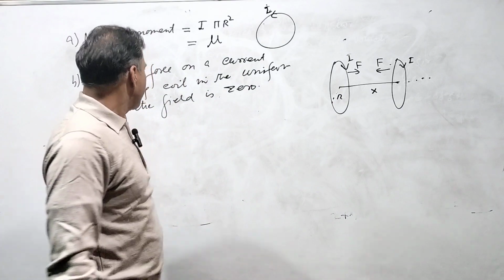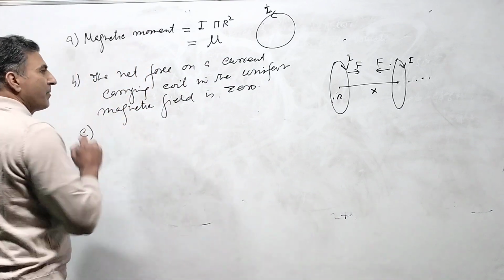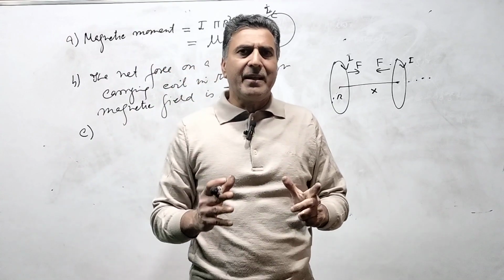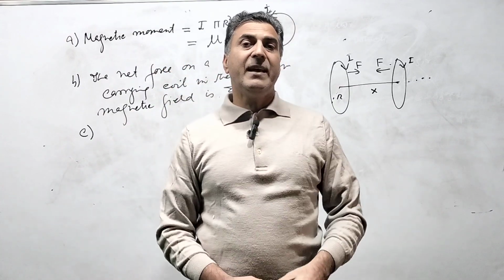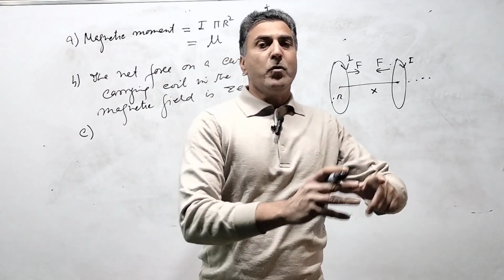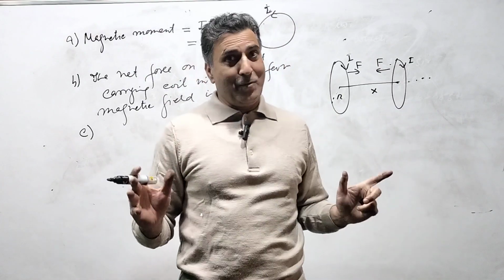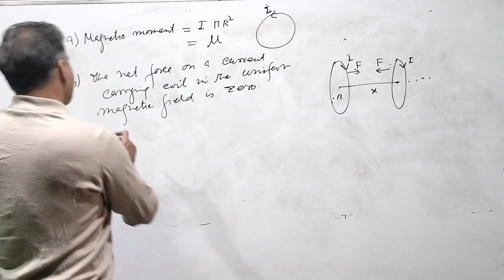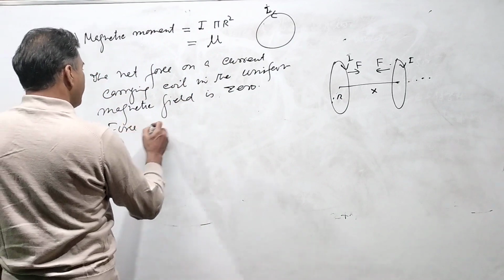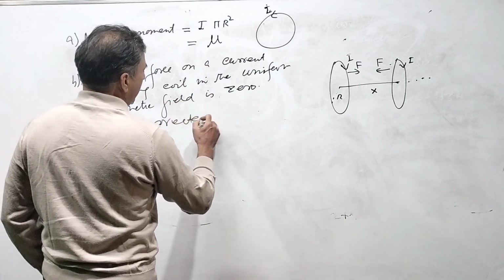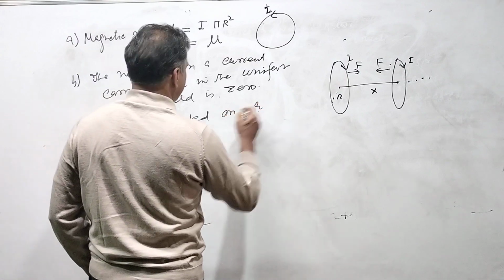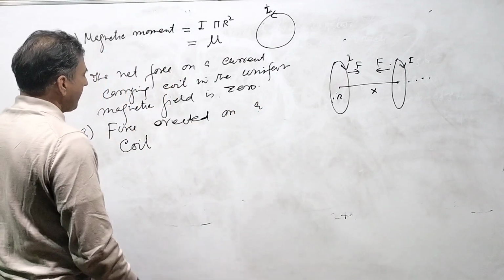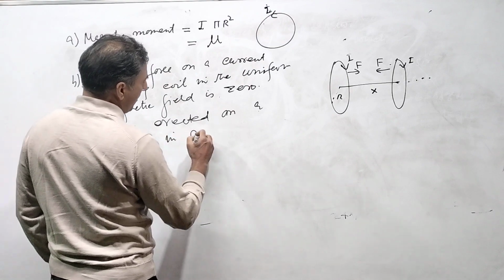First, let us make it clear. Say we have a current carrying coil, a complete circuit, and we place that in a non-uniform magnetic field, there is a force. How much is that force? The force created on a coil in a non-uniform magnetic field.